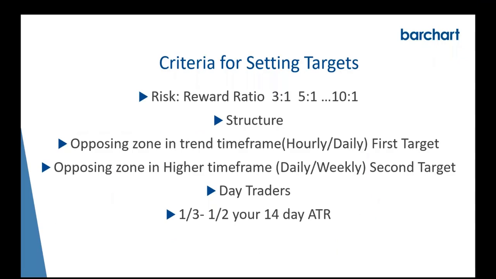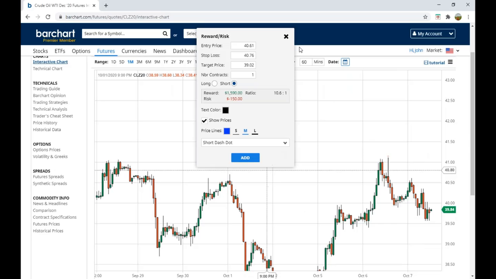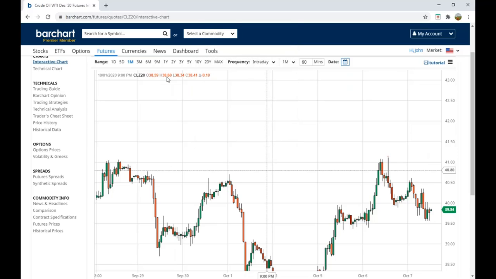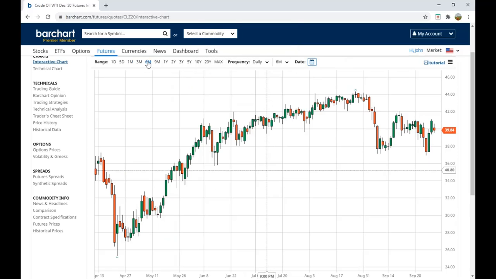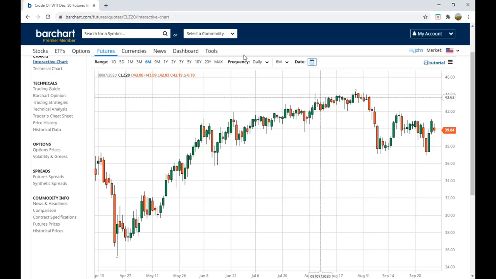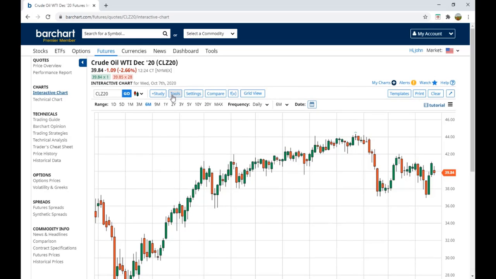If I'm a swing trader, well, we're going to use 2 times our ATR. We're going to try to capture 2 ATRs. All right, so let's go back to our crude trade again. And now I'm in the 6-month daily. And again, I'm going to go back to my tools.